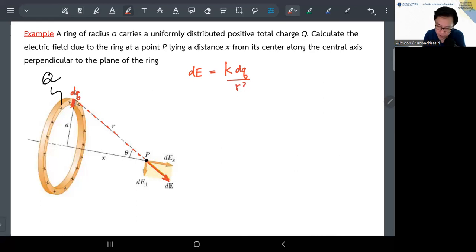Let's put R in there, R squared. That's it, you're done. Okay. Everyone now knows this is the magnitude of the field due to that tiny piece of charge dq. And if you put it in a vector form, it's going to point diagonally down like that, right?